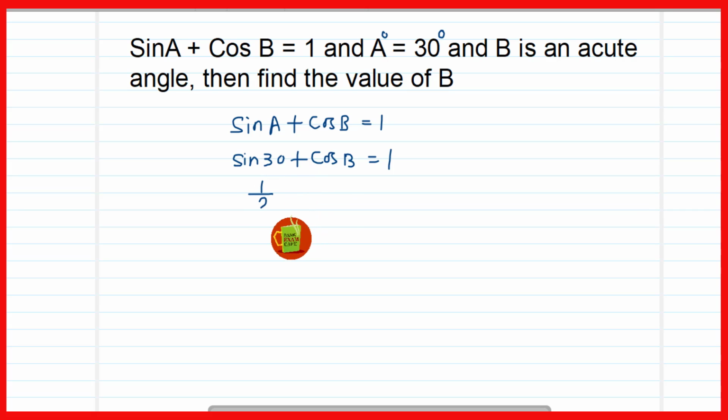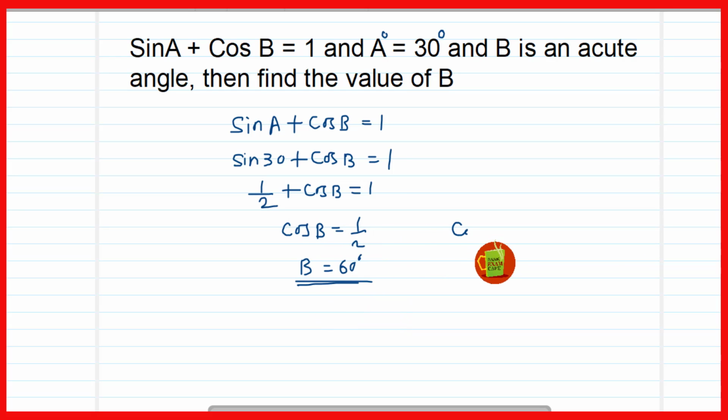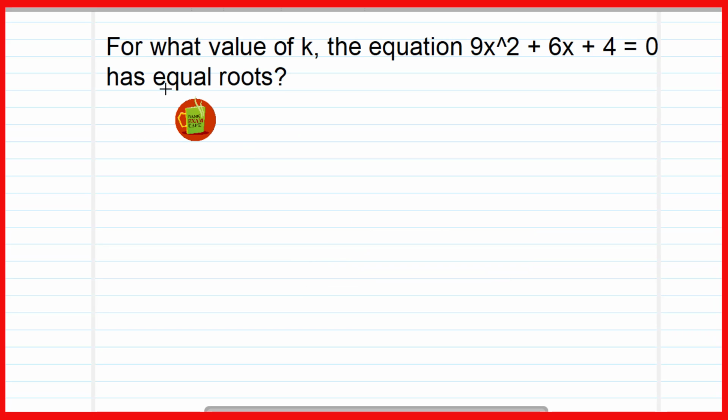Sin 30 is 1/2 plus cos of B, which is equal to 1. Take 1/2 to this side, so it will be 1 minus half, that will be half, and so cos of B is equal to half, and therefore B is equal to 60 degrees. And so you have got the value of B as 60 degrees. This is because cos of 60 is equal to 1/2, and therefore B is equal to 60 degrees. Now here is the next question.